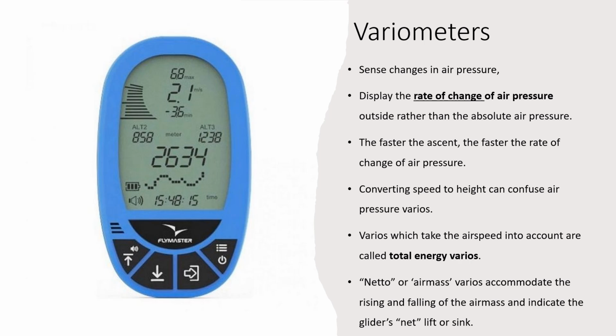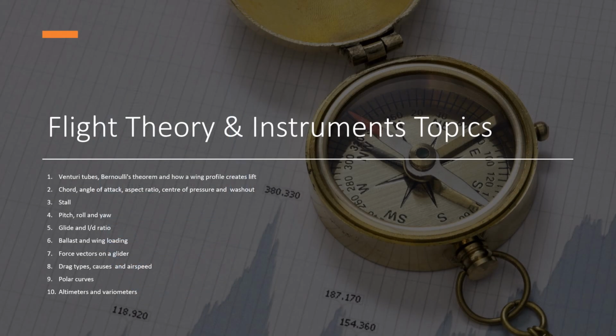So-called netto or air mass varios accommodate the rising and falling of the air mass and indicate the glider's net lift or sink. This is a term that's rarely, if ever, used these days. So that's all of the syllabus of the BHPA pilot rating exam covered.